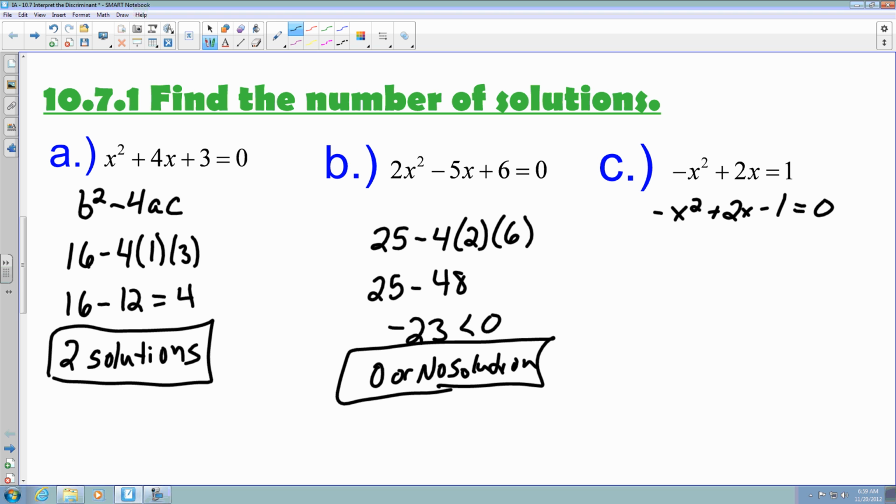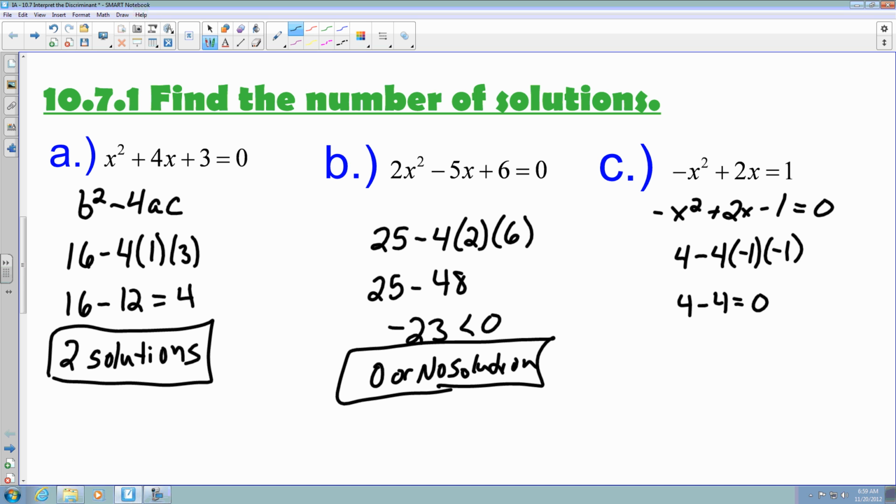Now that I have it in this form, I can use the discriminant to see how many solutions I can have. So b squared would be 4, minus 4 times a, which is negative 1, and c, which is negative 1. So I have 4 minus, so negative 1 times negative 1 is 1. 1 times 4 is 4. And so I have 4 minus 4, that equals 0.